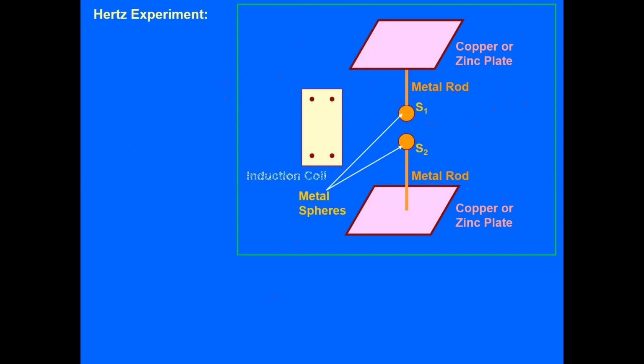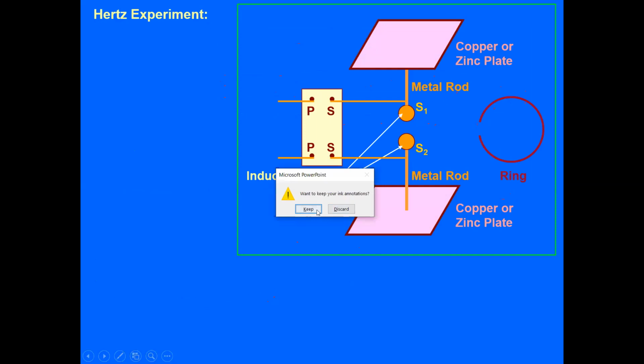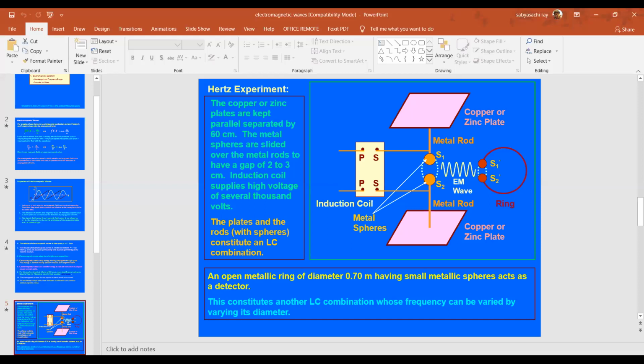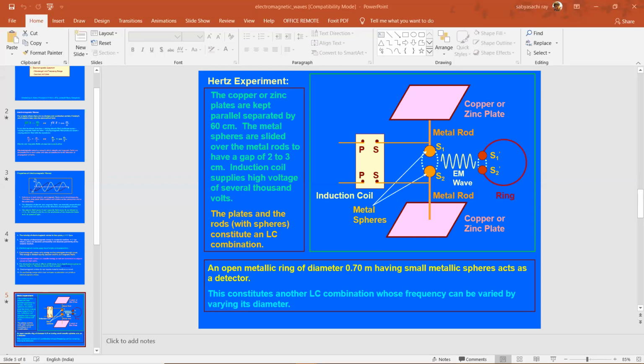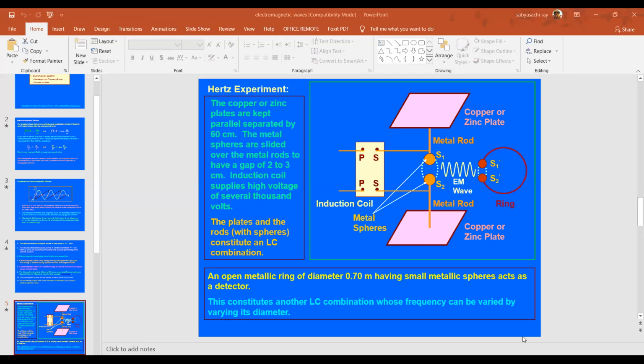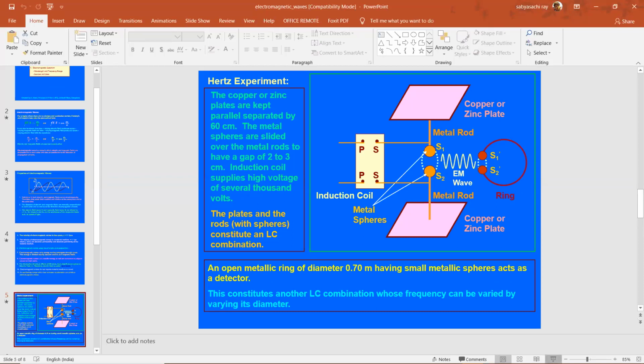Now there is an experiment which is known as the Hertz experiment. There is a copper or zinc plate, and two metal rods and metal spheres are there, and there is some induction coil. One is the primary coil, another one is the secondary coil. So we are moving to the Hertz experiment.